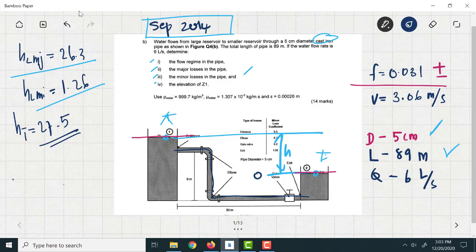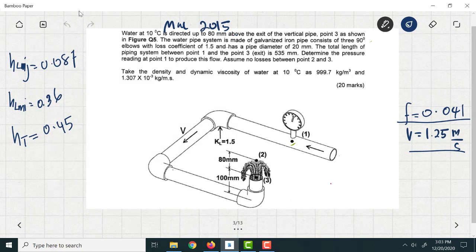Okay, now the second question. Okay, kita continue tutorial kita yang sebelum ni ya. We have water at 10 degrees Celsius directed up to 80 mm. Okay, air naik sebanyak 80 mm above the exit vertical part, at point 3. Start pada sini naik point 3 ni. And then as shown in the figure, the water pipe system is made from galvanized iron. So galvanized iron consists of 3 90-degree elbows. So kita ada 3 lah, 1, 2, 3.